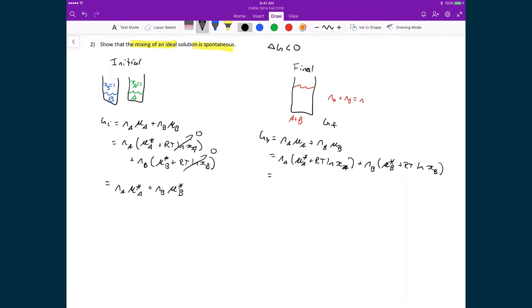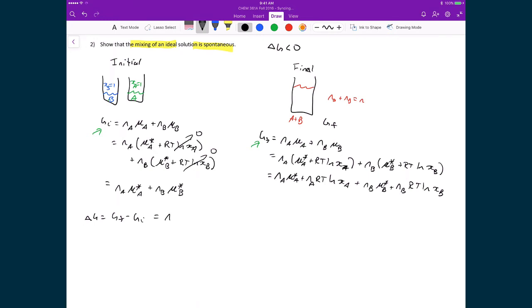Finally, if I distribute in my number of moles of A and my number of moles of B, I get NA times mu star A plus NA RT natural logarithm of XA plus NB times mu star B plus NB times RT natural logarithm of XB. And so now I have my initial Gibbs free energy, I have my final Gibbs free energy, and so to calculate the change in Gibbs free energy, I'm just going to say the final minus the initial.